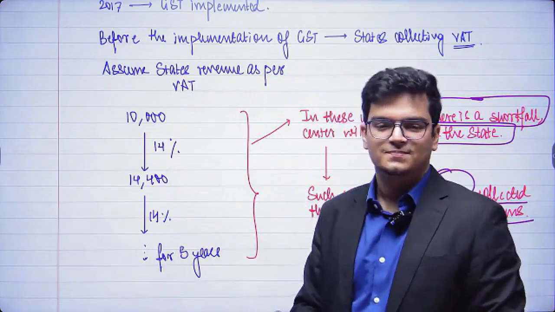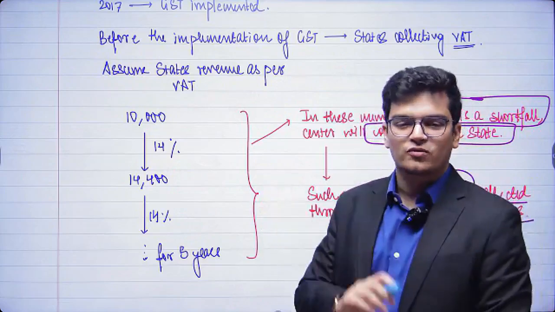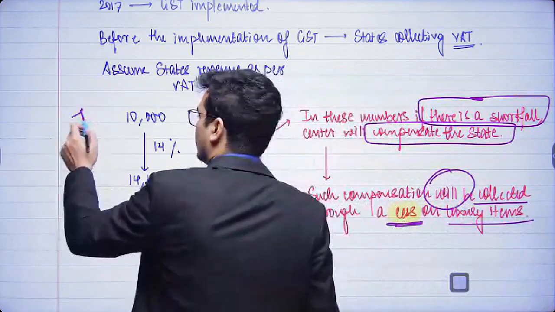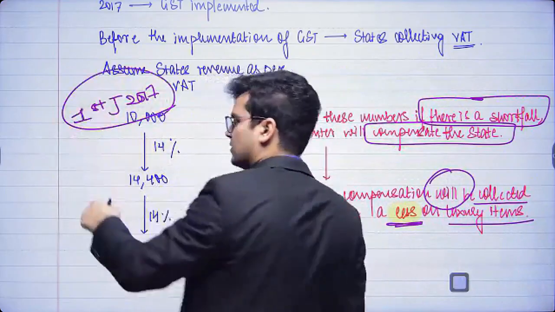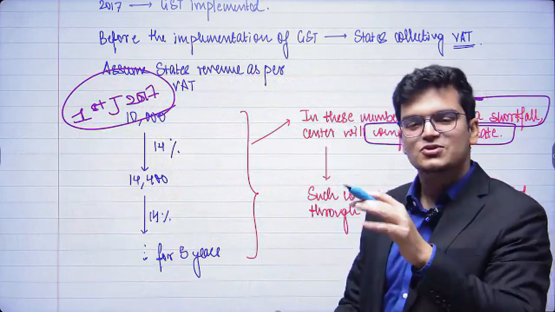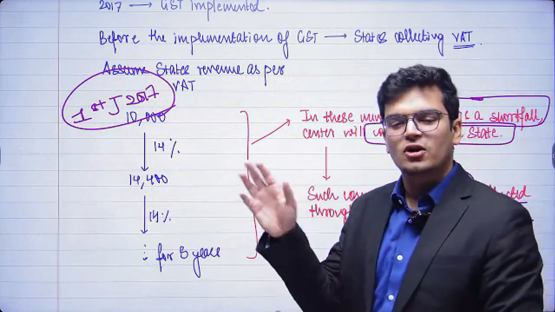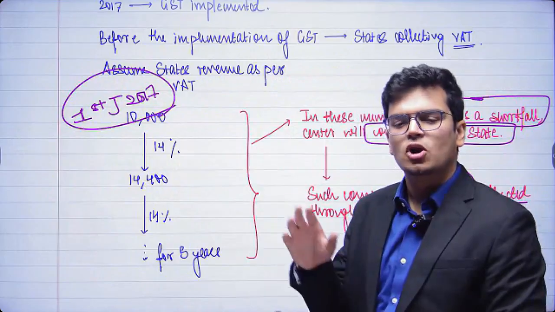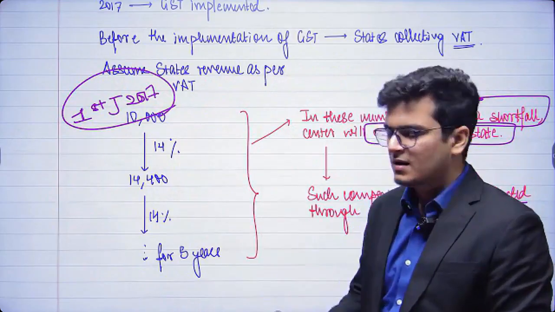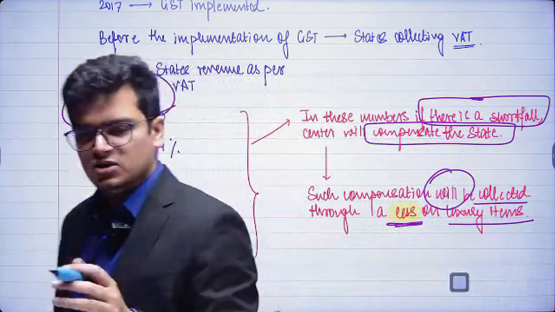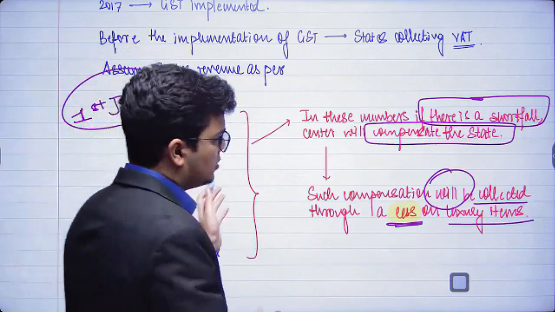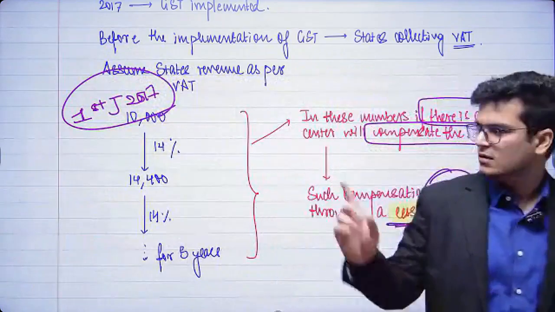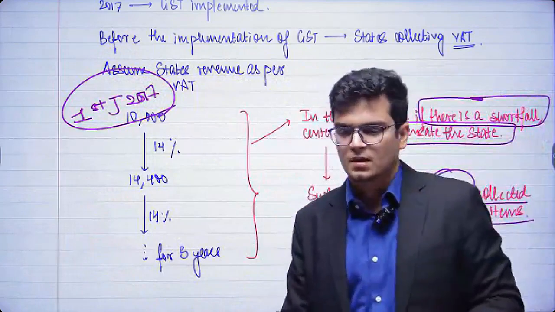Now what happened? Till there was no COVID, GST actually started getting implemented from 1st July 2017, so the count was from this date. Till there was no COVID, state governments were collecting lots and lots of money, a lot more than their expectations. The moment COVID came, GST collections went down. When GST collection went down, states went to the center and said, you have given us a compensation scheme, now pay us the compensation.